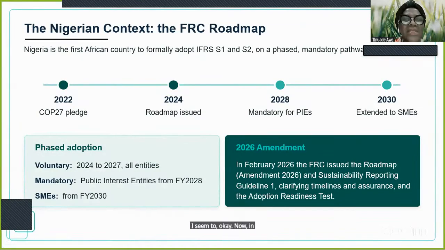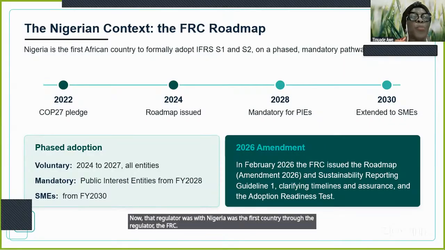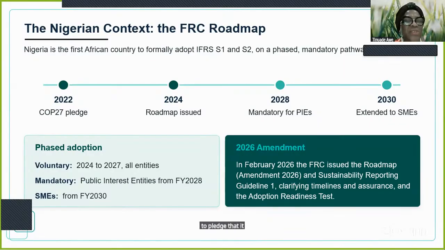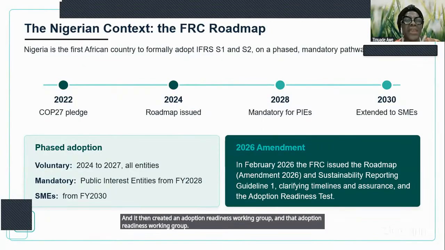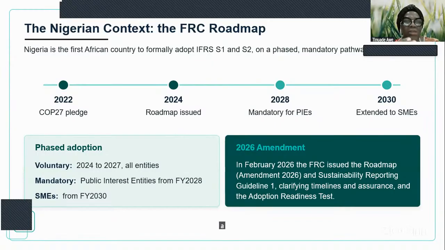Now, in the Nigerian context, as you may know, we have a roadmap that has been created by a regulator, the FRC. Nigeria was the first country, through the regulator, the FRC, to pledge that it will early adopt the IFRS standards. And it then created an adoption readiness working group. And that adoption readiness working group made a recommendation to the FRC around how to adopt the standards in Nigeria.